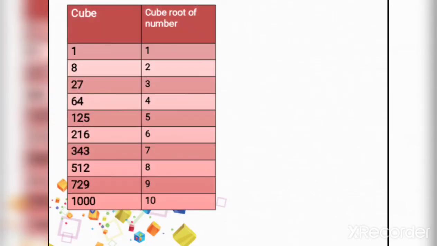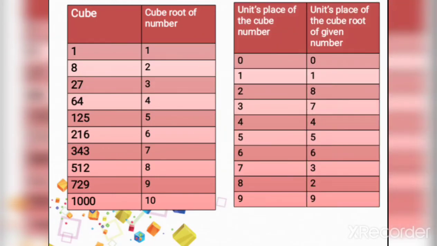Now, we will come to know how we can find out the cube root of a number. Observe the given table. In this table, we have perfect cubes and the cube root of the number. Like 1 is a perfect cube and the cube root of 1 is 1. 8 is a perfect cube and the cube root of 8 is 2. 27, again another perfect cube, and the cube root of 27 is 3.